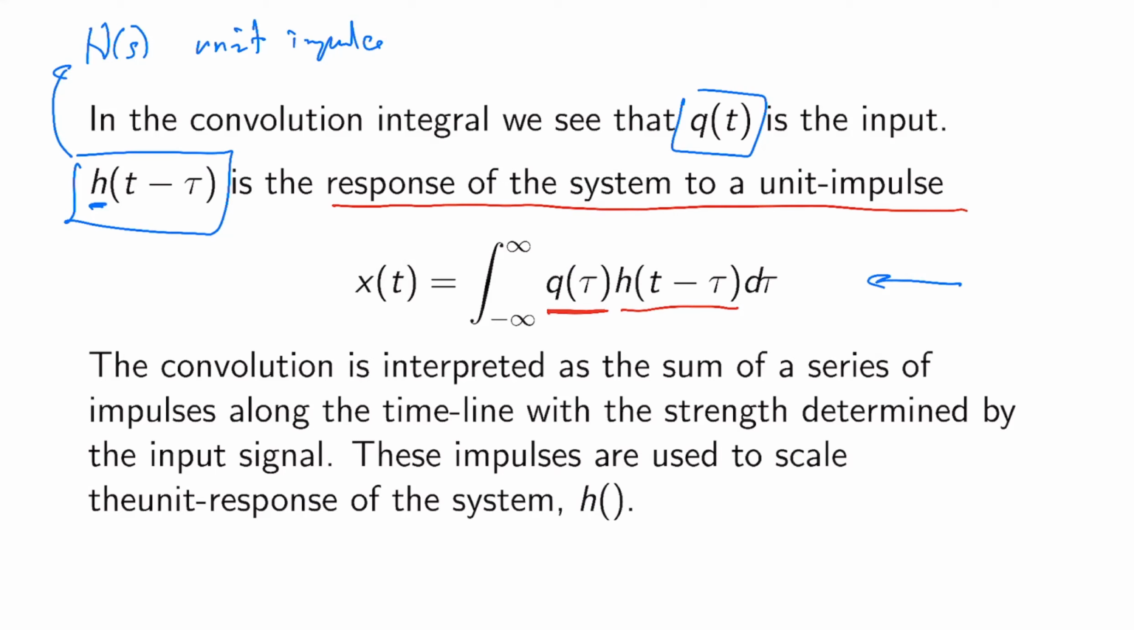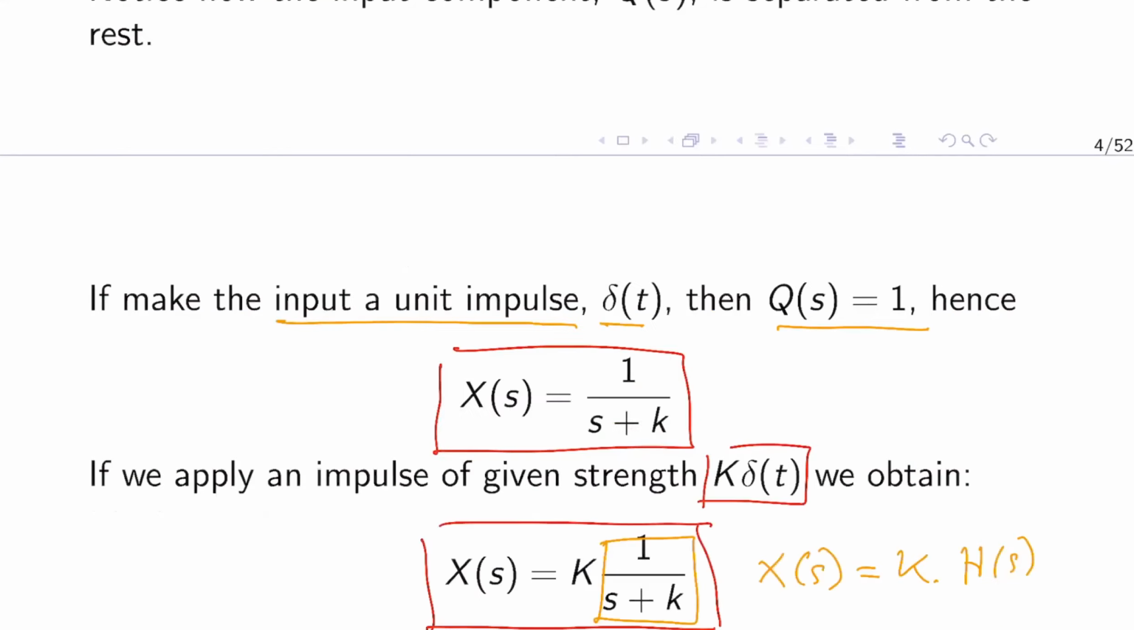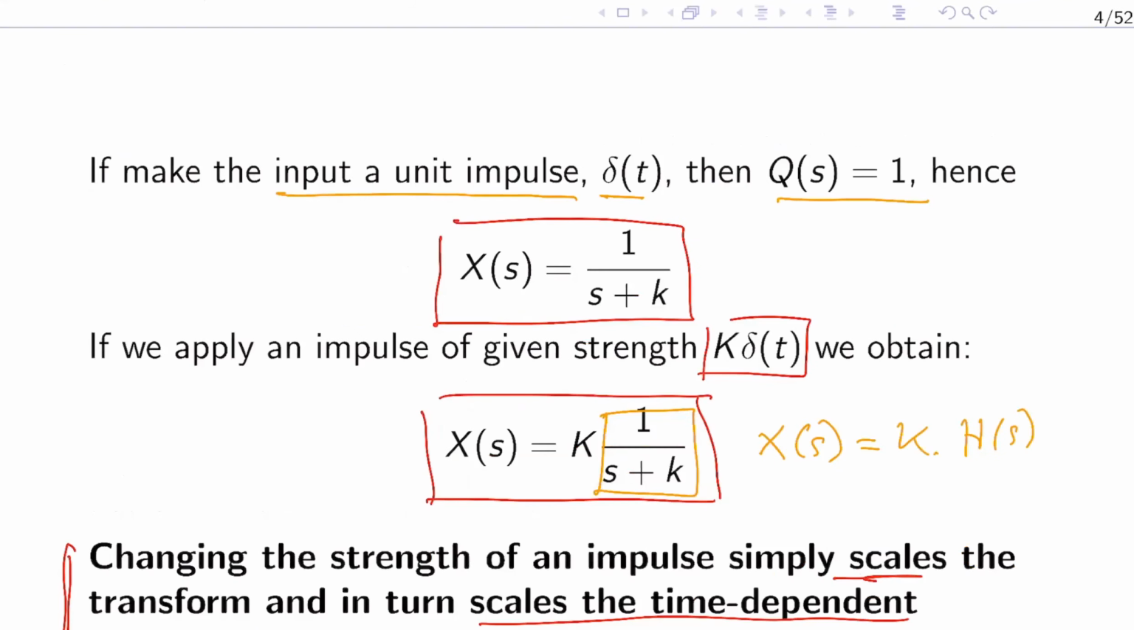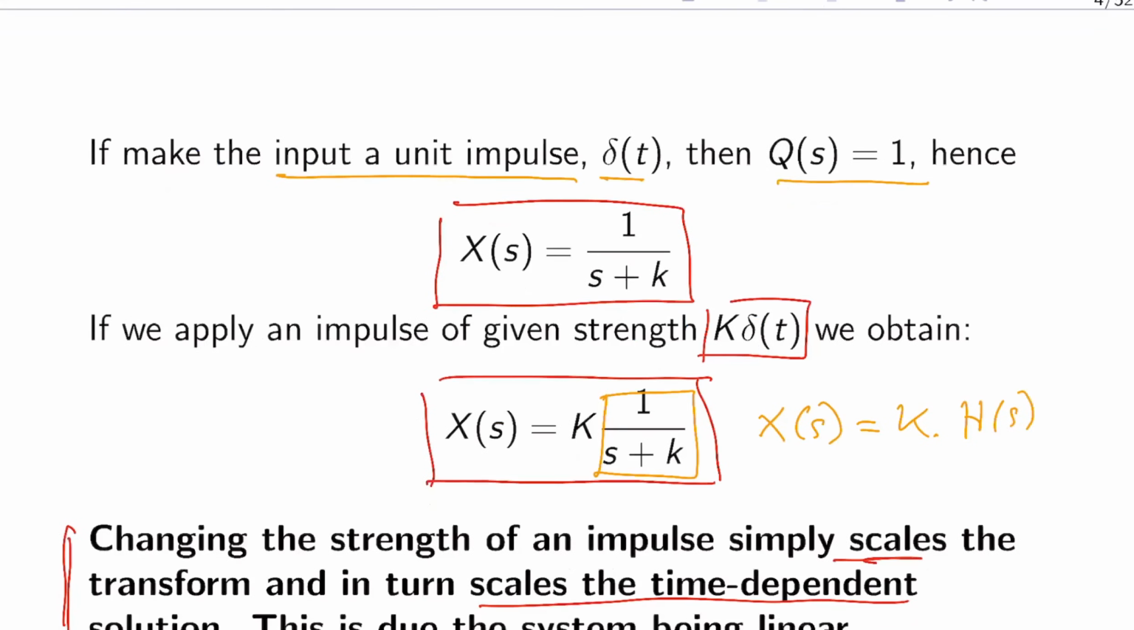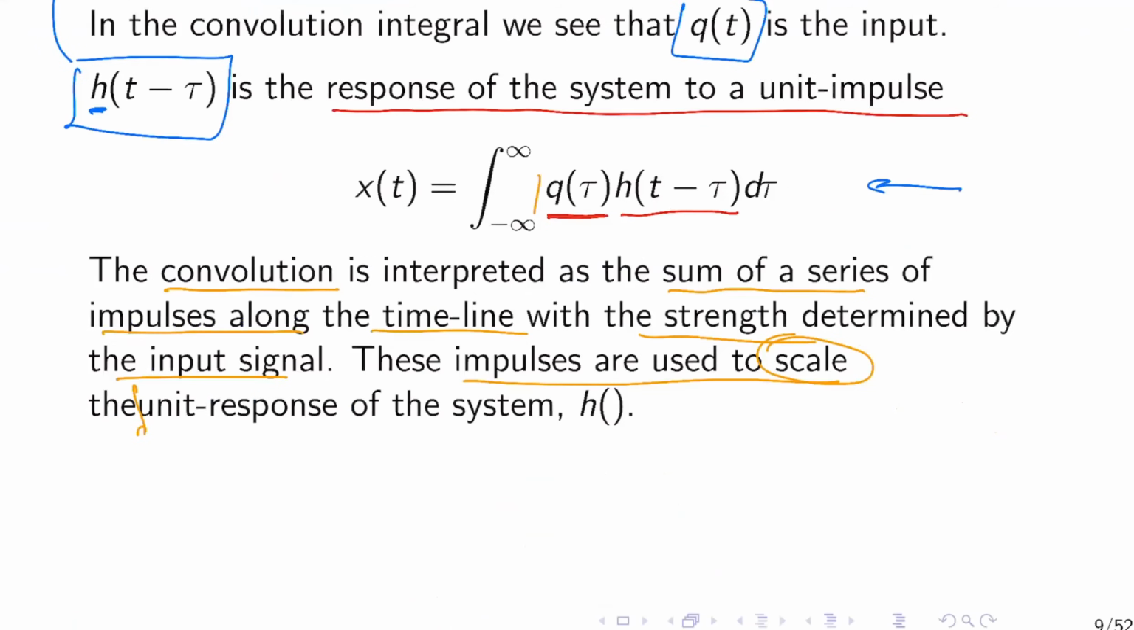So just to say, the convolution is interpreted as the sum of a series of impulses along the timeline with the strength determined by the input signal. These impulses are used to scale the unit response of the system h. This is why I emphasized, when we did it back here, the idea that an impulse of strength K will just scale the response. It's just a scaling factor, that's all. And that's what we're seeing basically here. This is acting as a scaling factor for the unit response. But of course, now this is in the time domain, not the Laplace domain. So that's all this is.